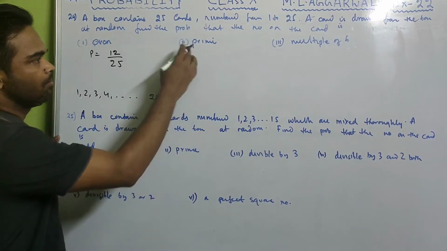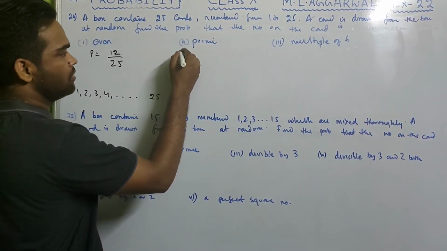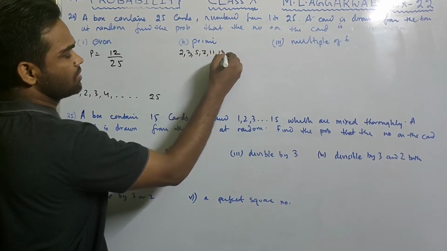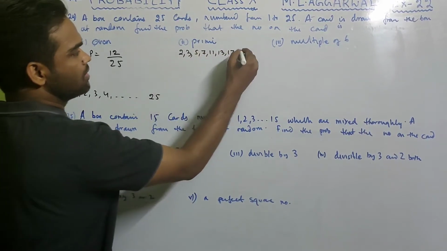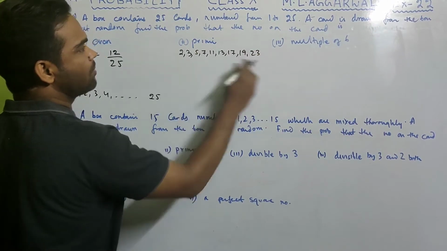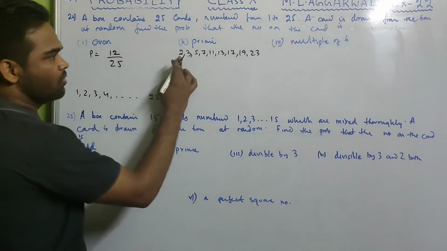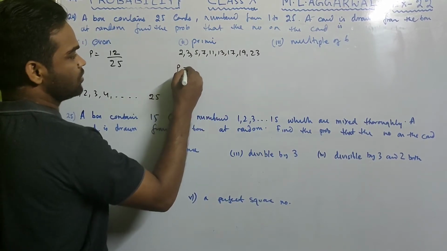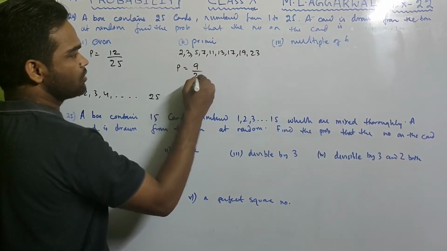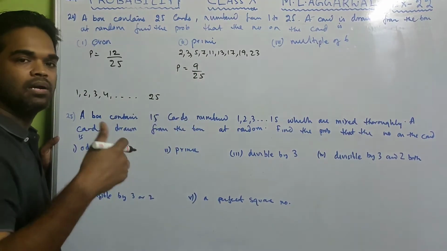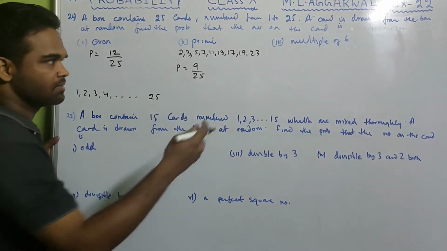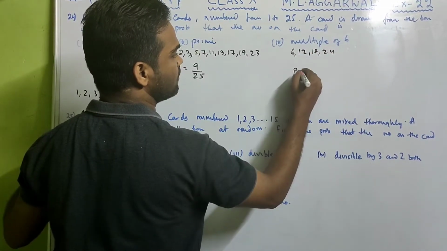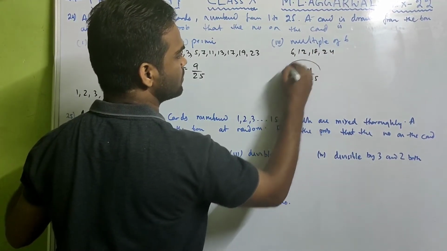Done. Prime number. When you talk about prime numbers, we know 2, 3, 5, 7, 11, 13, 17, 19, 23. These are the prime numbers from 1 to 25. How many? 1, 2, 3, 4, 5, 6, 7, 8, 9. So the probability that you get a prime number is 9 by 25. A multiple of 6: it has to be 6, 12, 18, 24. So there are 4 numbers out of 25. Done.